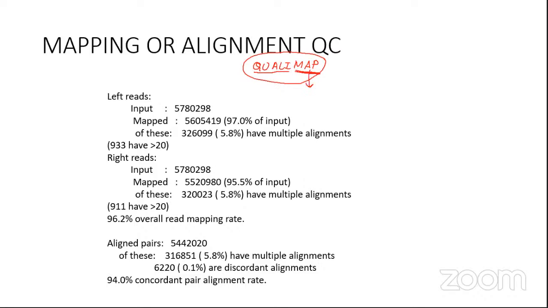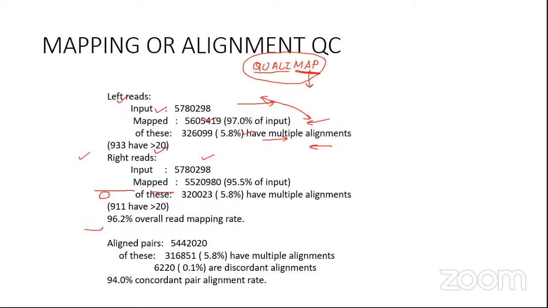So how does it give the stats? Left reads means this side read, this side read, how many are pairwise aligned, everything it will give. So input reads, mapped reads, how many reads have multiple alignments, right side reads, how many I have put, how many are mapped, and the overall read mapping. Aligned pairs, how many aligned pairs? So this is my pair. How many are pairwise aligned?